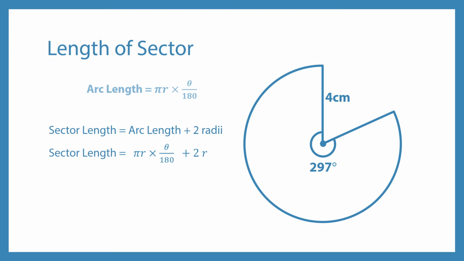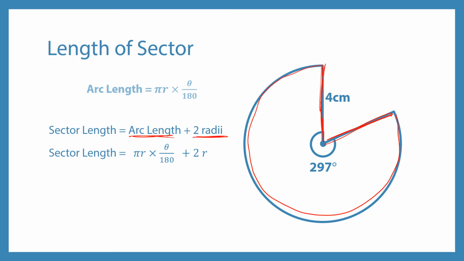We're now going to look at how we would calculate the length of a sector. And remember, a sector is just this part, which is our arc, but including these two radii. The two radii, which is the plural of one radius. So, to find the sector length, we have to find the length of the arc, and then the length of two radii.